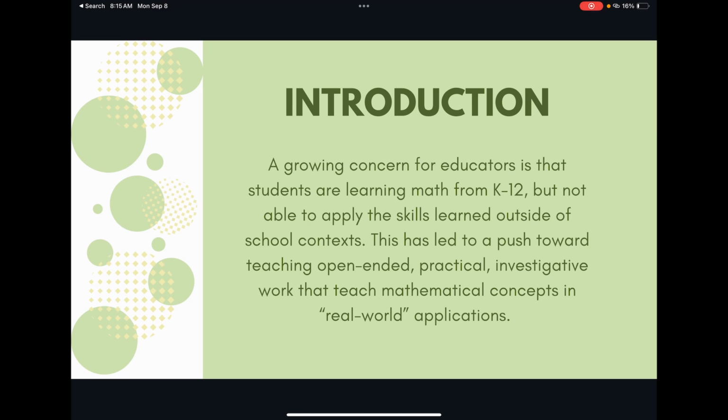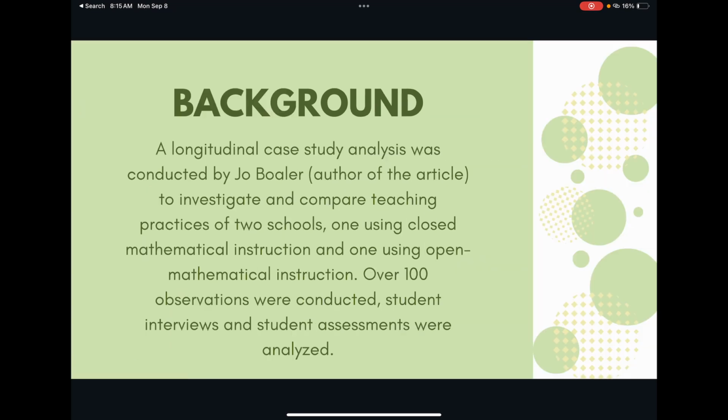So this has led to a push toward teaching open-ended, practical, investigative work that teach mathematical concepts in real-world applications. So actually seeing how the math comes to life. That's the difference between open and closed mathematics, just FYI. So let me tell you a little bit about the study. A longitudinal case study analysis was conducted by Jo Boaler, who's the author of the article, to investigate and compare teaching practices of two different schools, one using closed mathematical instruction and one using open mathematical instruction. Over 100 observations were conducted, and student interviews and student assessments were analyzed.